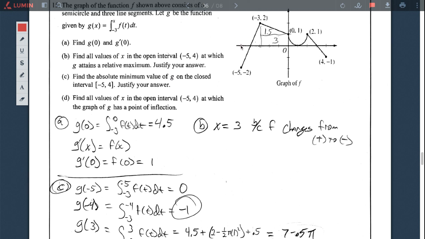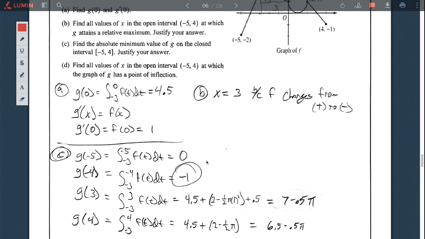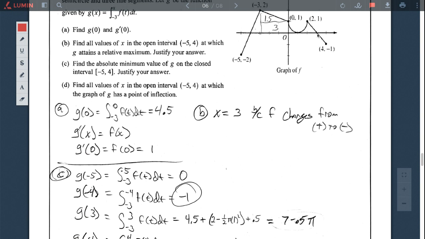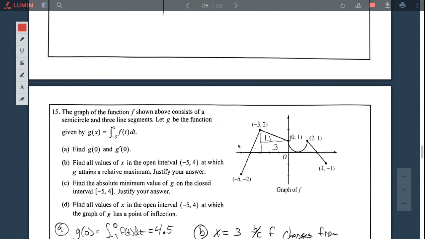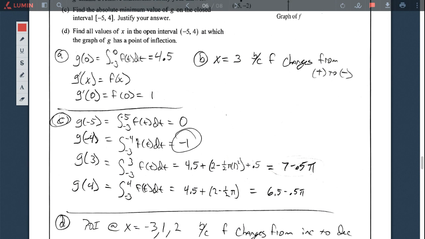So that means I need to know what g of negative 5 is, I need to know what g of 4 is, and I have a minimum right here at negative 4. So that's why I'm checking g of negative 5, g of negative 4, and g of 4. I went ahead and checked g of 3 as well because it's a critical point. I don't think that's totally necessary, but if you've got time, you might do it because we know g of 3 is a relative max. A relative max cannot be a relative min. So I'm just finding those areas.